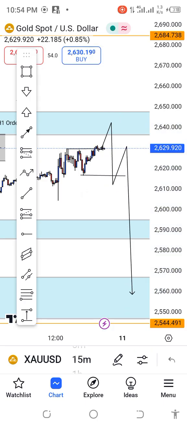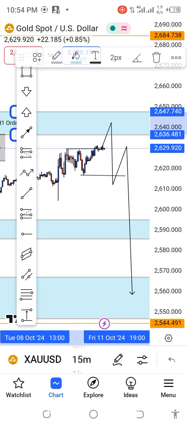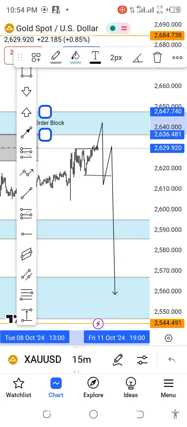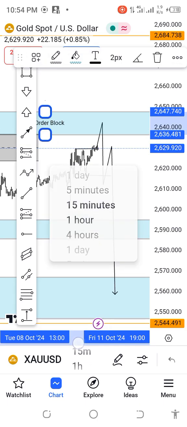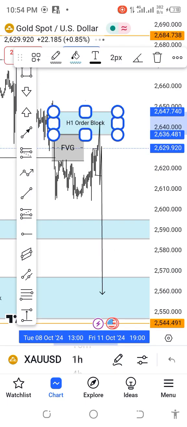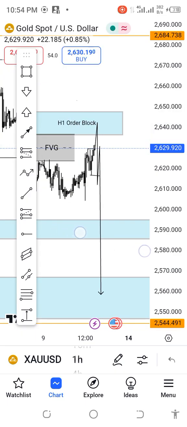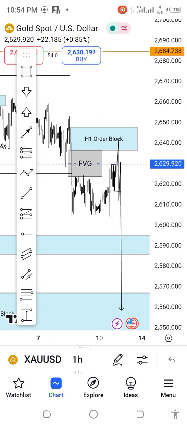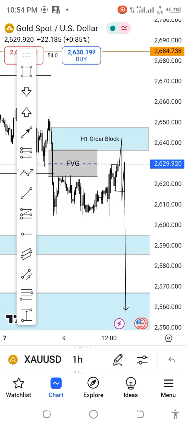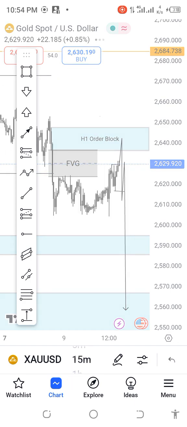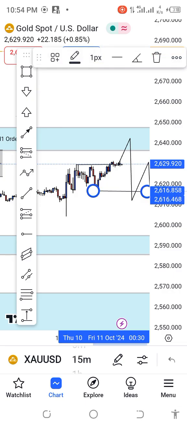So once price breaks this part here, I know that the lower time frame has aligned with our 1 hour time frame. Do you understand? Because currently the market is moving downwards. Since it has aligned with our 1 hour time frame, I'm waiting for a market structure shift. Something like this.